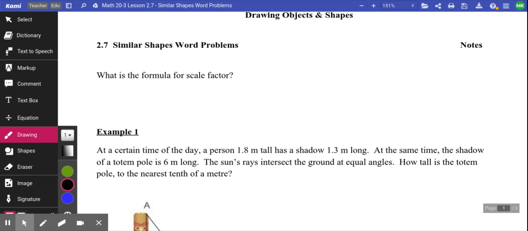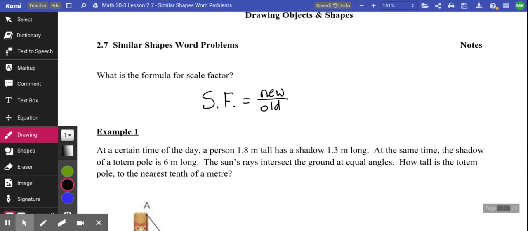Formula for scale factor? Yesterday we were doing all scale factors. Mo's got the answer. The scale factor, I just put SF because I'm too lazy to write it out. It equals your new image divided by your old image. Whatever you dictate as the new image and the old image is up to you.